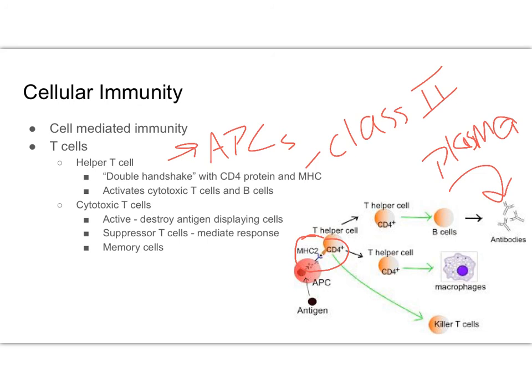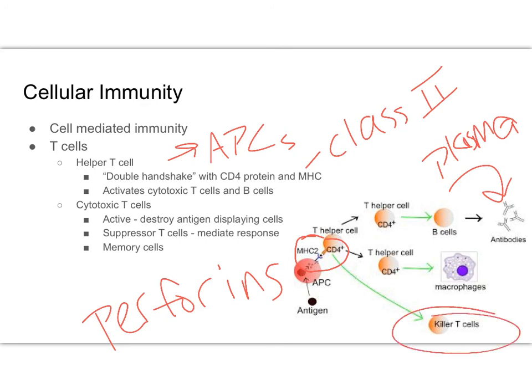When cytotoxic T cells are activated, then they are actively destroying those antigen displaying cells. So those cells that are infected, the cytotoxic T cells, cyto-toxic, that's poison to the cell. So they're going to cause apoptosis or release perforins, those things that can make those little holes in the cell membrane, which will kill a cell. So they'll either cause apoptosis or release perforins that'll help explode the infected cells. So these are our cytotoxic T cells. Sometimes they're called killer T cells.